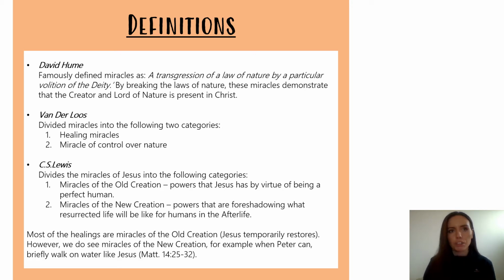From there, a question that sometimes arises is, how do we categorize miracles? Now, Van der Loos categorized miracles into the following: healing miracles and miracles over nature. However, C.S. Lewis divides miracles in the following way: miracles of the old creation, which is where powers that Jesus has are by virtue of being a perfect human, but there are also, in C.S. Lewis's opinion, miracles of the new creation, which are powers that are foreshadowing what resurrected life will be like for humans in the afterlife.